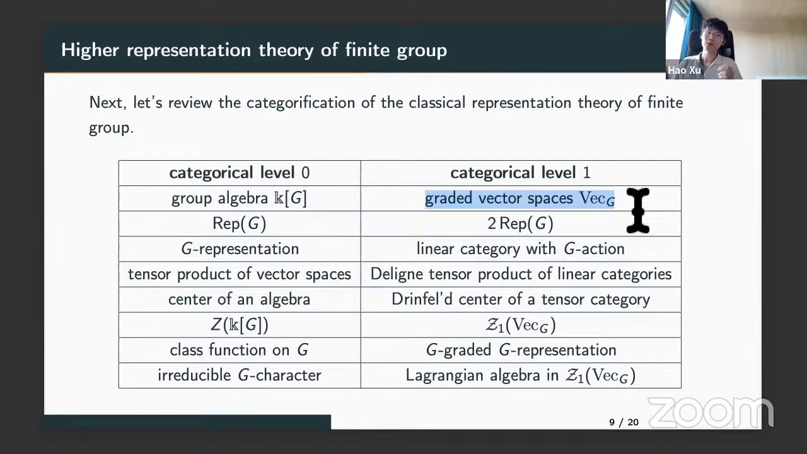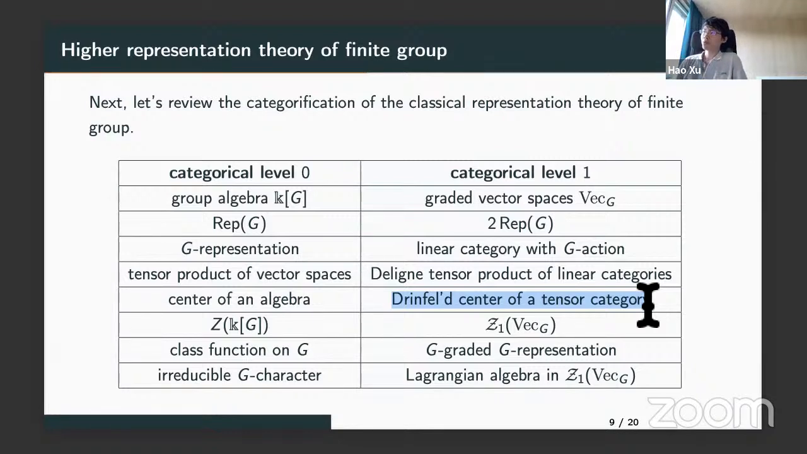Then we can consider its category of module categories. So its module categories, module functors and natural transformations form a linear 2-category, which we treat as the 2-category of 2-representations of G. It is also equipped with a symmetric monoidal product given by the Lin tensor product of linear categories. So this is a kind of categorified notion of a tensor product of vector spaces. Then the center of an algebra is categorified to the notion of the Drinfeld center of a tensor category.